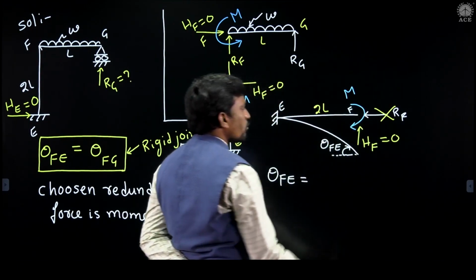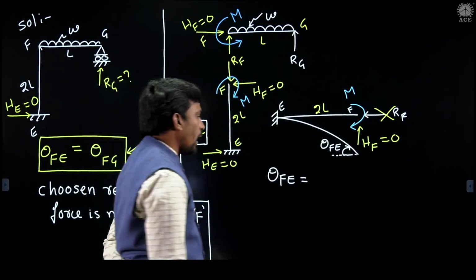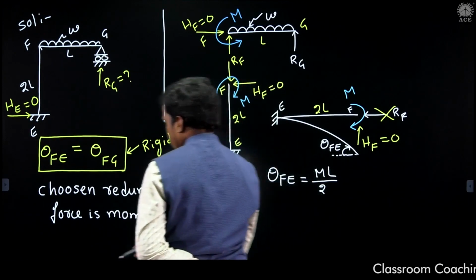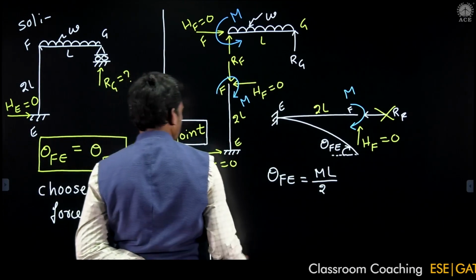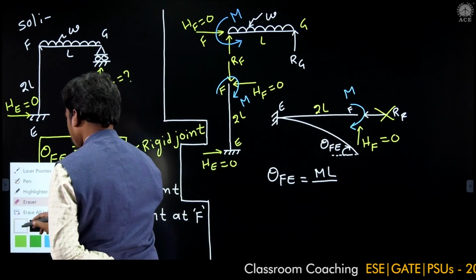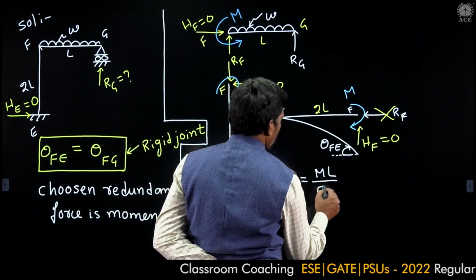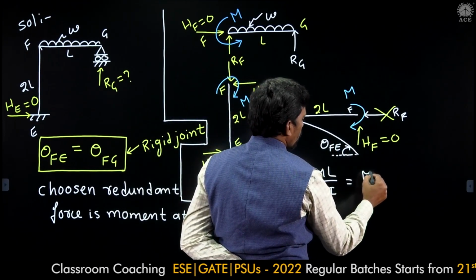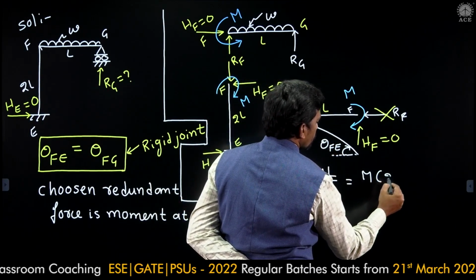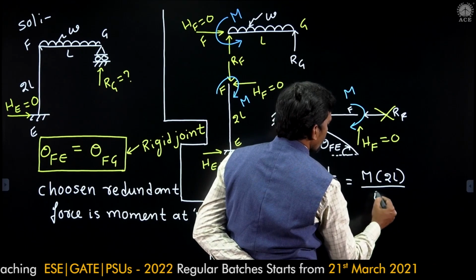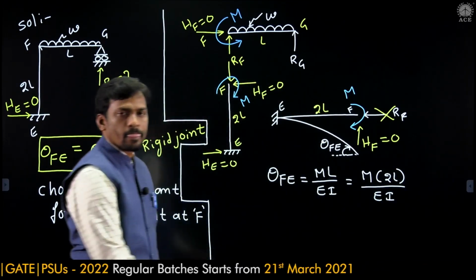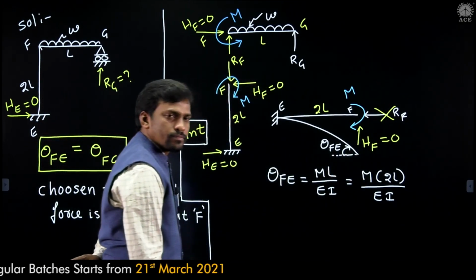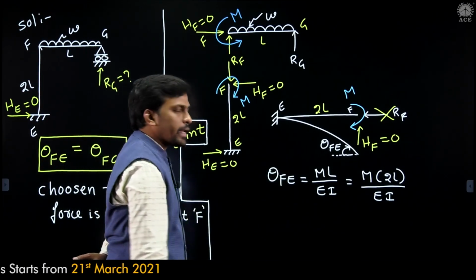Then what is the rotation? Cantilever beam subjected to moment. What is the rotation formula? ML by EI, right? ML by EI. EI is flexural rigidity. And what is M here? M only. But what is the length here? 2L by EI. So this is clockwise, so we got positive. So we got the rotation in member FE.